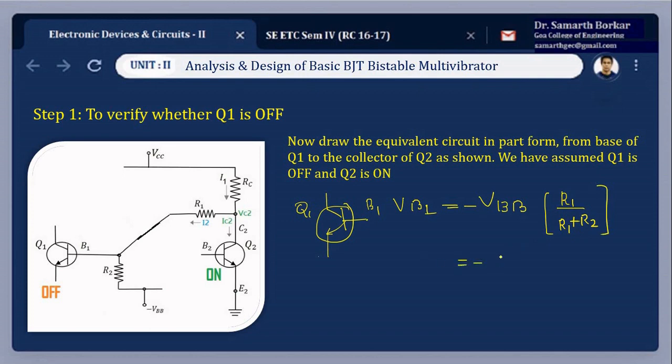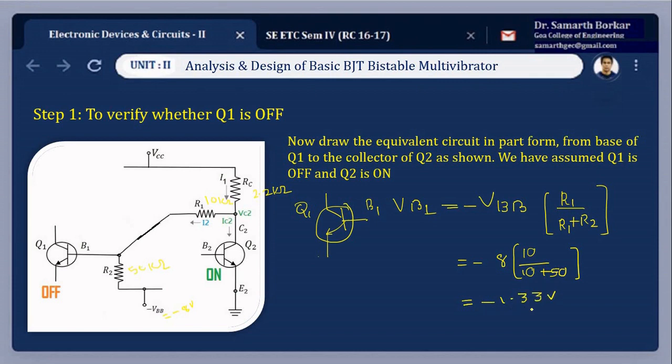So this is minus 8. R1 is 10 kilo ohms, RC is 2.2 kilo ohms, R2 is 50 kilo ohms and VBB is minus 8 volt. This is given in the problem statement. So it is 10 divided by 10 plus 50, and the value is minus 1.33 volt.